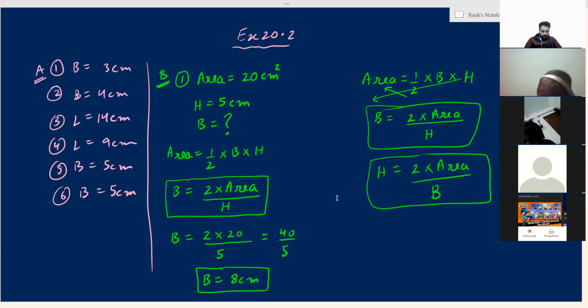Very good, Devarya. Correct answer. Iram, very good. Again, correct answer. Varin Goyal has posted the first one correct. Summer, beta, correct answer of the second one. You have not written the final answer, Summer. 64 divided by 8 is 8 centimeters.